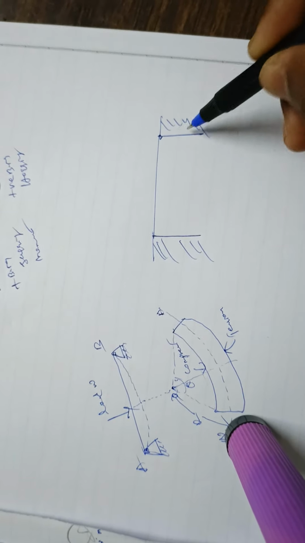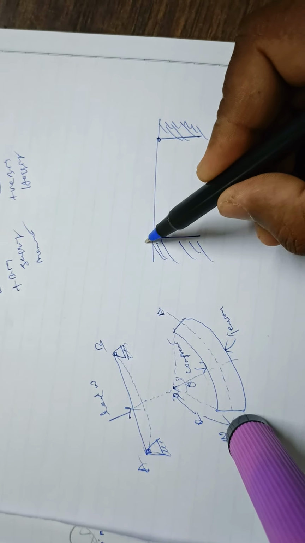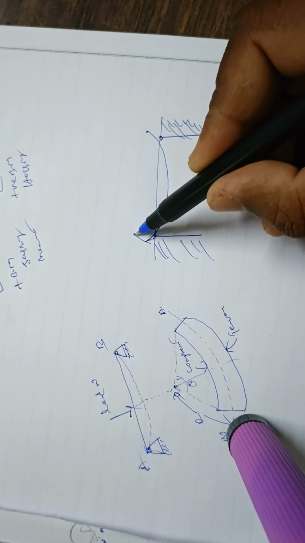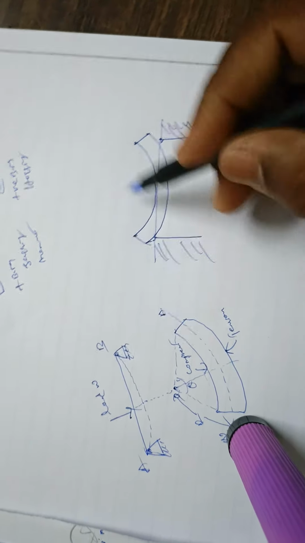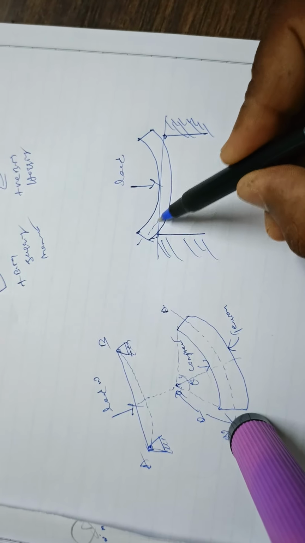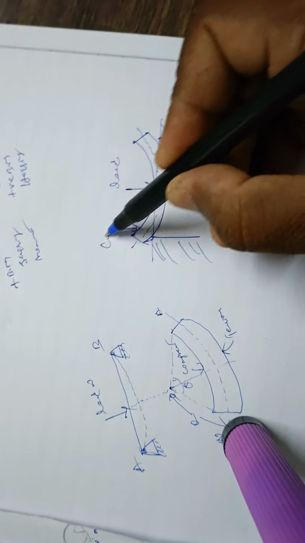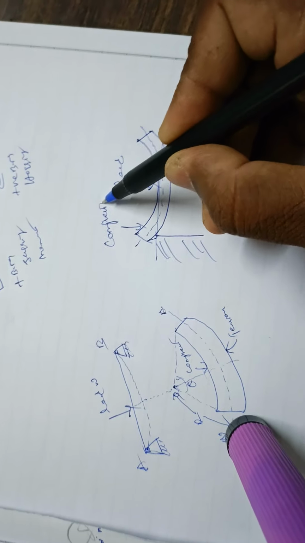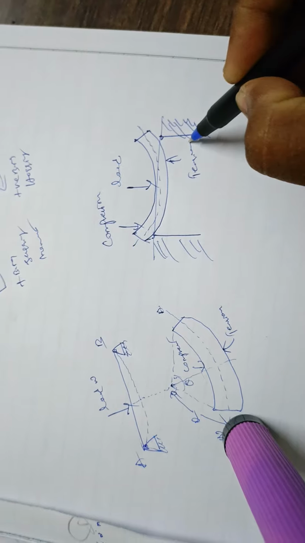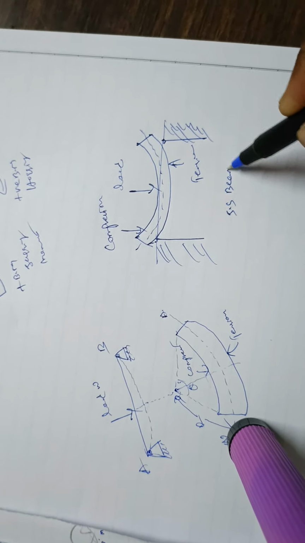So this is a simply supported beam. On this simply supported beam, if you see a beam like this, in this condition, where the load acts here, the neutral axis, so here this is known as compression, and here it is known as tension. Okay, so this is a simply supported beam.